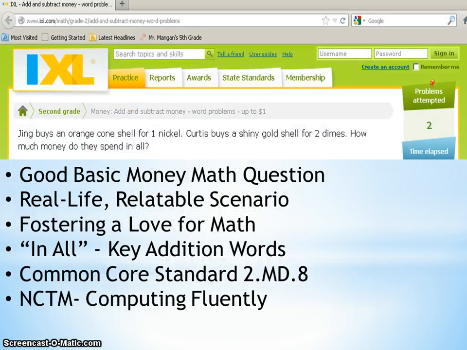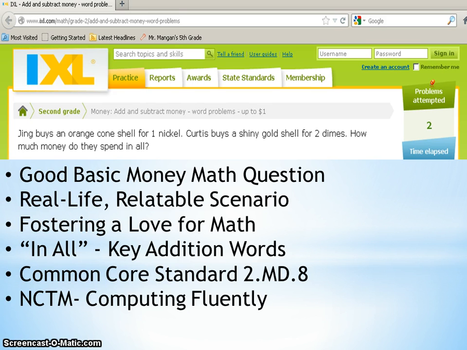This is an example of a good basic money math question within elementary. The reason why it is considered a good question is, first of all, it provides a real-life, relatable scenario for second graders. This is important because it will foster a love for math for these young people, because they can understand and see that math is important right now. And it's within a context that a second grader will be involved in.